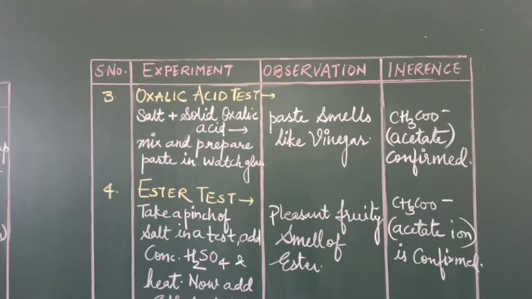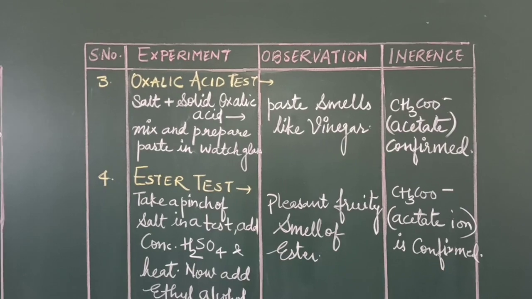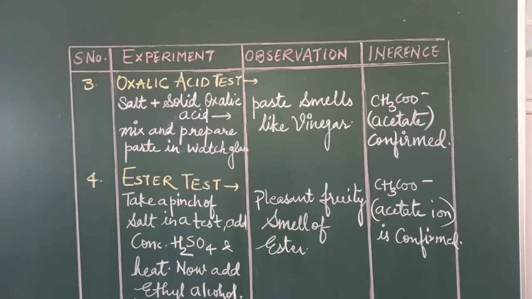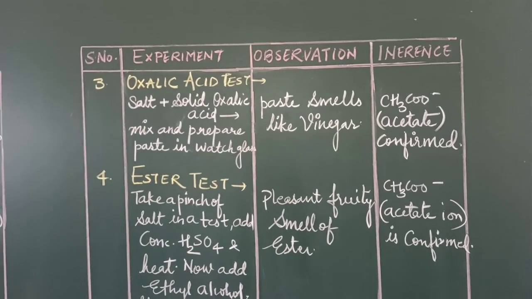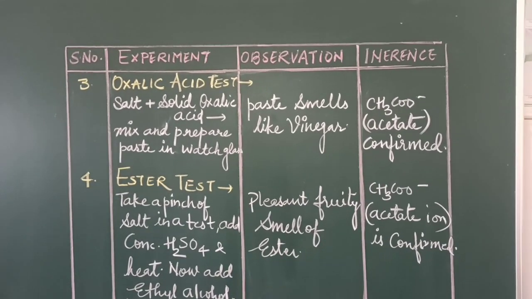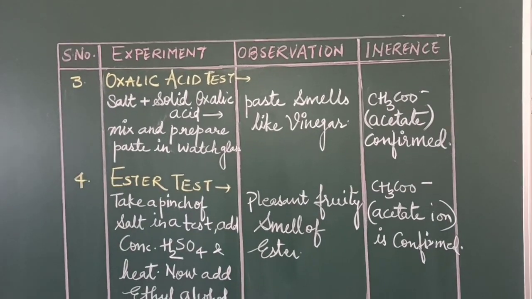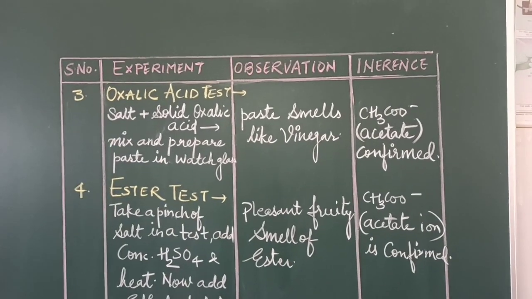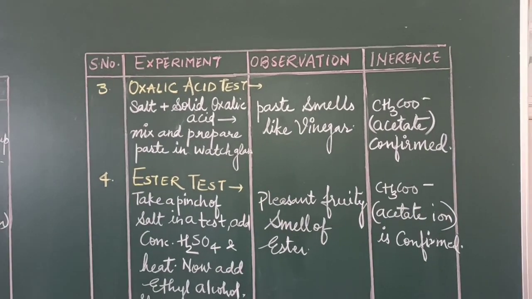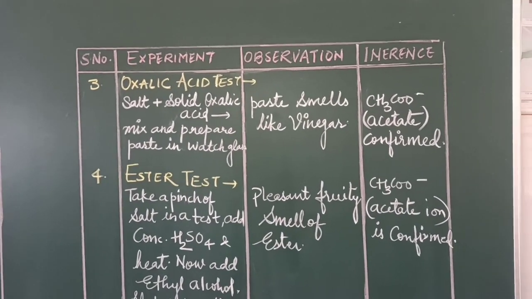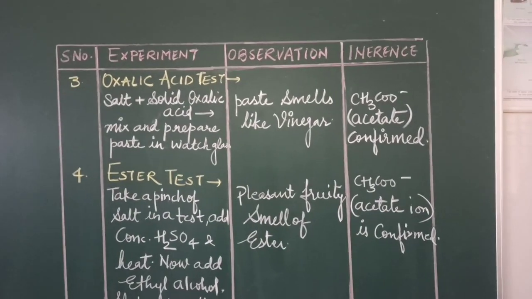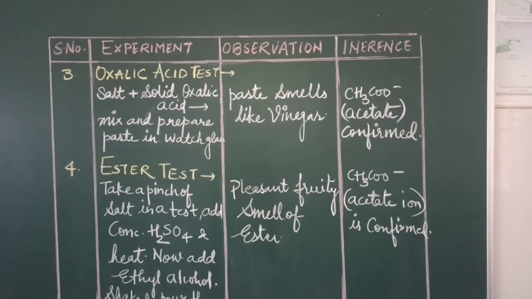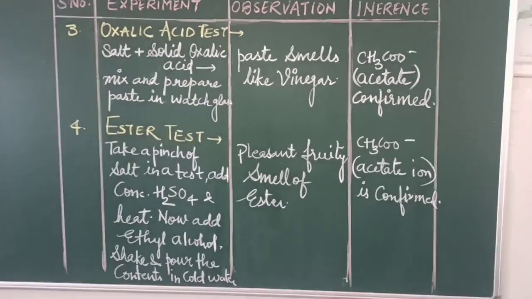So the very first confirmatory test is oxalic acid test. In this test, small quantity of salt is supposed to be taken on a watch glass, and solid oxalic acid has to be added to the salt, and then the mixture of salt and oxalic acid has to be added with water, and a paste has to be prepared. The paste smells like that of vinegar. If the paste smells like vinegar, acetate ion is confirmed.